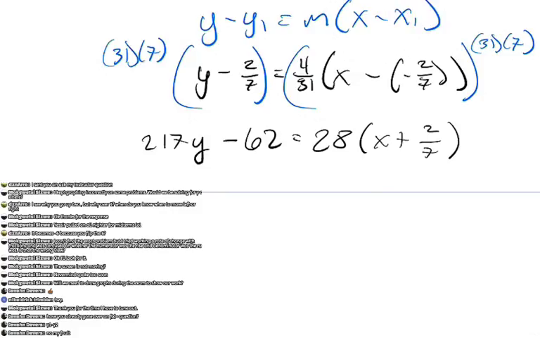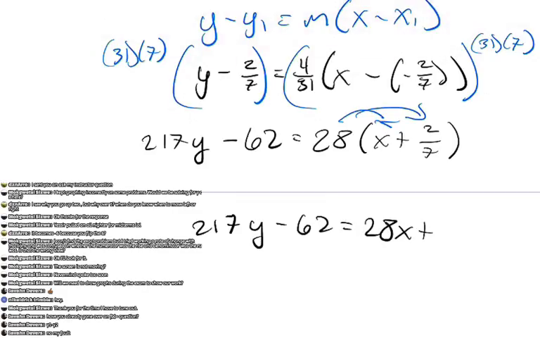Okay, so let's keep going. So then we get 217y minus 62. And then if we distribute this 28, right? So then we'll get 28x plus, now 28 divided by 7 is 4 times 2 is 8. Okay. So I want to move the y to the right and the constants to the other side. So I'll get 28x minus 217y, subtract the 8, equals a negative 70.